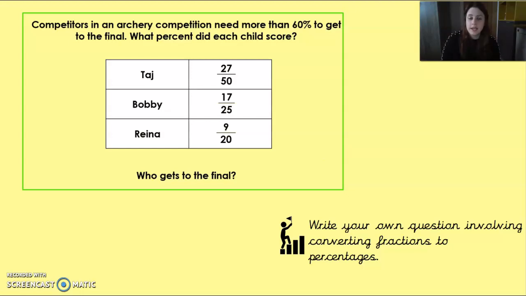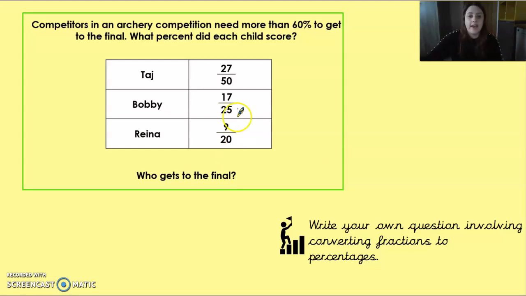So we've got 2 steps here. First of all, we need to work out each child's score as a percentage. So we need to convert each of those fractions out of 100 and then into the percentage. And then the final bit is actually the answer to the question, who gets to the final? We need to find what child gets more than 60% to get there. So step 1 is convert all 3 of these fractions out of 100 to get their percentage, and then work out who gets to the final out of them. So pause the video and have a go.